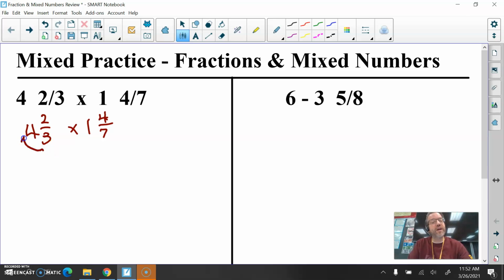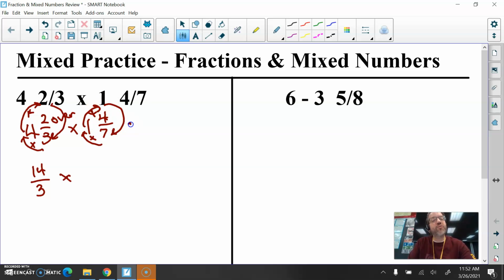3 times 4 is 12. 12 plus 2 is 14. And then we put that over the denominator of 3. So we have 14/3 times, again, we're paying attention to the fact that we're multiplying here. And then I'll go around the horn on this one too. 7 times 1 is 7. Add 4, that's 11. And we put that over the denominator here of 7.